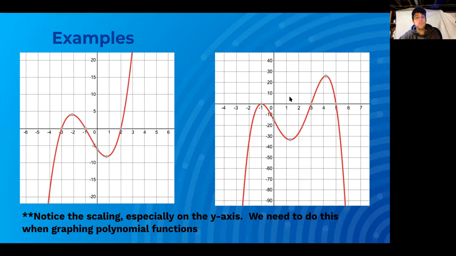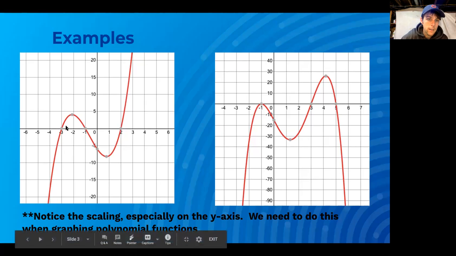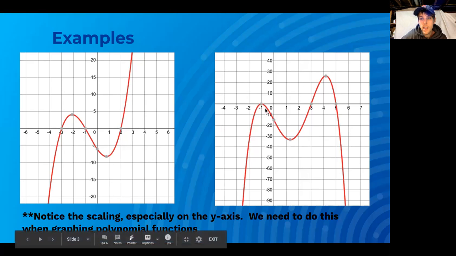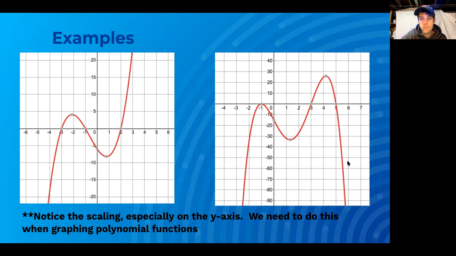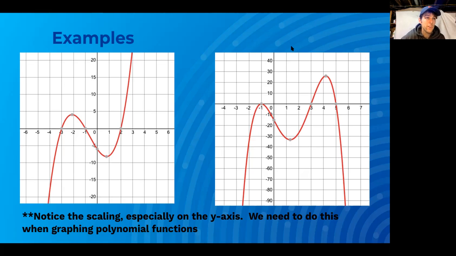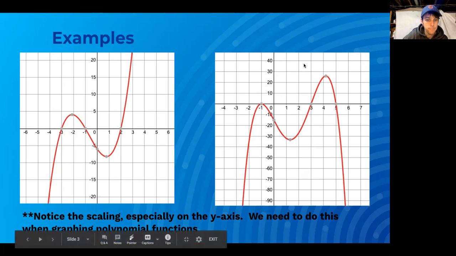So here are a couple examples. On the left, this is actually a cubic, an x cubed polynomial. Notice how it's got a nice smooth curve. And then here is a fourth degree polynomial, x to the fourth. And again, a nice smooth curve. I do want you to look and see how the scaling along the y-axis has been adjusted. We'll go over specifically how to do that, but it's important to get a nice view of our polynomials by adjusting the y-axis.